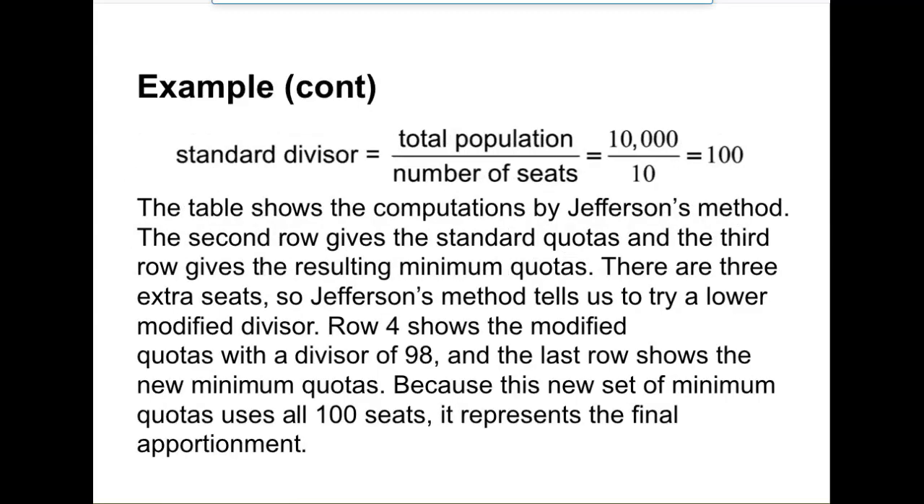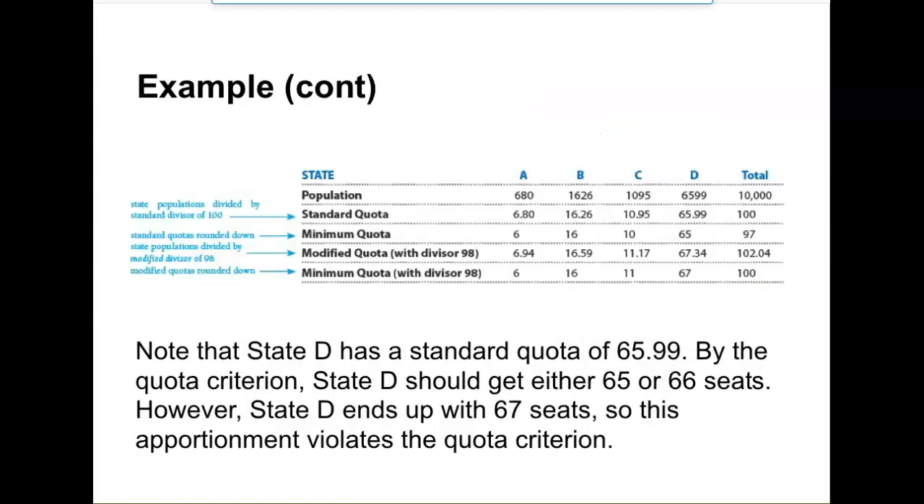So here's how I would organize this. First, we'd come up with our standard divisor. So you take your total population, which was 10,000, divided by the number of seats, in this case, 100. And we get a standard divisor of 100. So we're going to take each state's population, so state A, B, C, and D, and divide by that standard divisor of 100. And that's going to give me my standard quota for each state, which is how many seats each state should have if we allowed fractional seats.